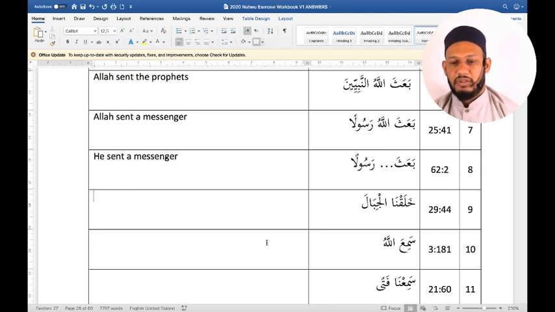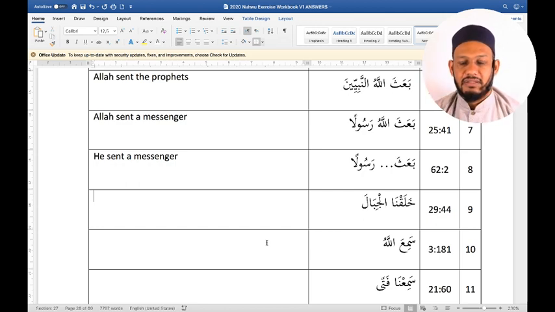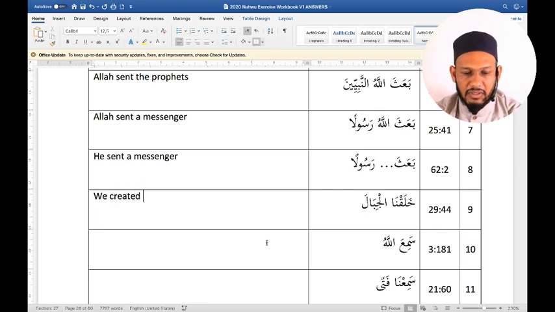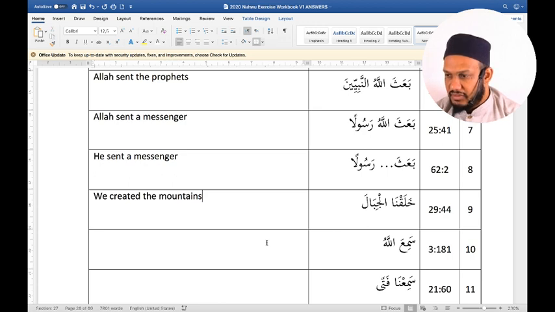Next one. خلقنا الجبال. خلق means created. I look at the end of the word خلق. I see the word na. I see na at the end there. Once I find the fa'il, I don't look anymore. So na means we. So we created. And al-jibala is going to be maf'ulun bihi, which is the plural of jabal. Jabal means a mountain. Jibal means the mountains. Al-jibal, the mountains. We created the mountains.